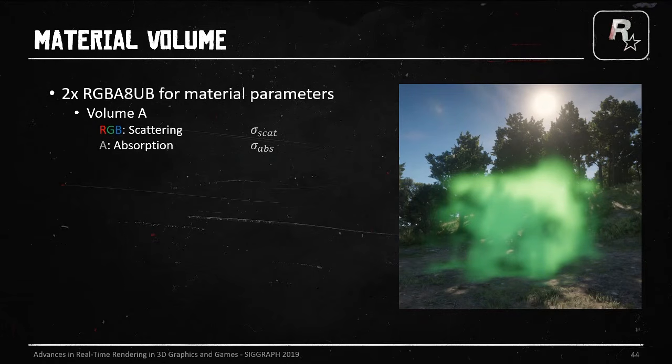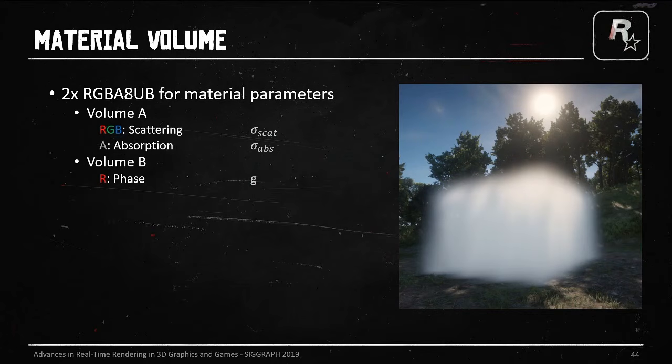And the first volume stores the scattering and absorption coefficients. And the second volume stores the anisotropy of the phase function in red, and a global emissive term in green. Now, we don't have a way to assign emissiveness to fog volumes or material in general. We only have a global emissive intensity, a 0 to 1 value, which controls the contribution of a global emissive term, which is shared across the whole volumetric system.